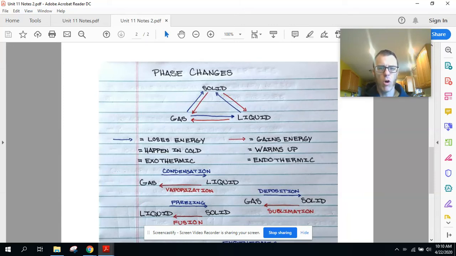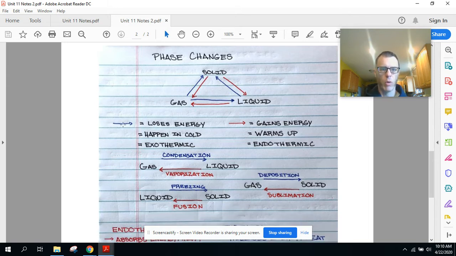All right, guys. So right now we're going to talk about phase changes, and there's 6 phase changes because we have 3 phases of matter. So you got solid, liquid, gas. All right, and I've written these arrows in different colors for a reason. Phase changes are dependent upon intermolecular forces because intermolecular forces dictate how tightly things stick together.